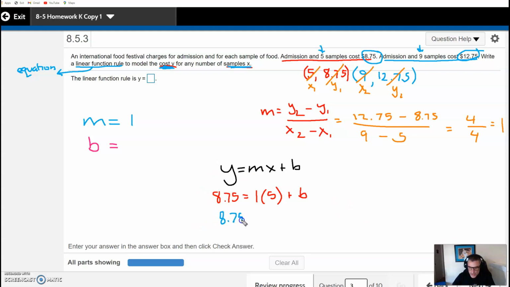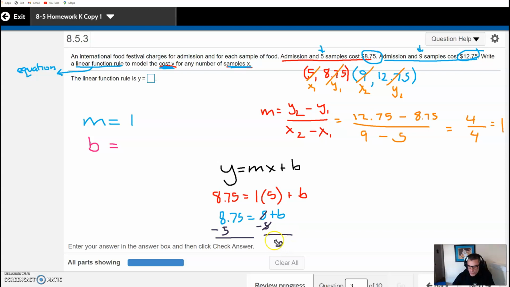So 8.75 is equal to 1 times 5 is 5. So I have 5 plus b is equal to 8.75. So let's go ahead and subtract 5 from both sides. Careful about how you line up your decimal over here. We're subtracting 5 wholes, so it actually goes over there. All right. Those cancel, and we get b, right?